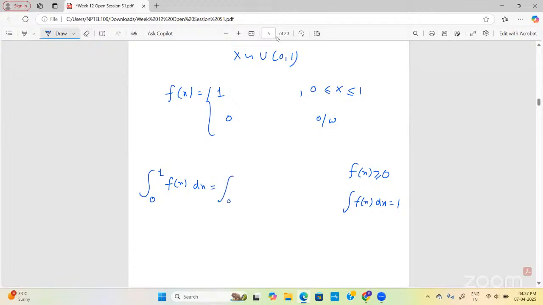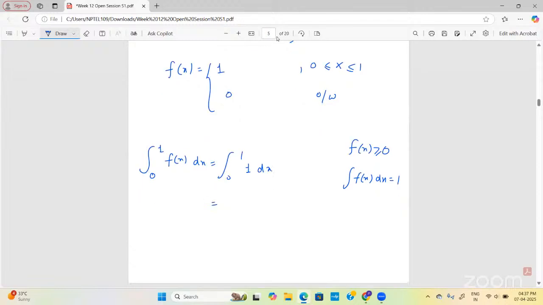So it is 0 to 1, and f(x) is what? 1, right? So 1 into dx, which will be x from 0 to 1. Then it will be 1 minus 0, which is 1. Now you can see that the second condition is also satisfied. So both the conditions are satisfied, and the standard uniform distribution is valid.